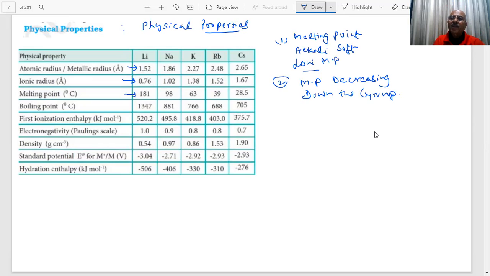Now we have to explain why the melting points are low for the alkali metals. Transition elements have very high melting points. You know, iron, copper, gold, silver have high melting points. Why do alkali metals have lower melting points? They are soft. You can cut them with a knife.